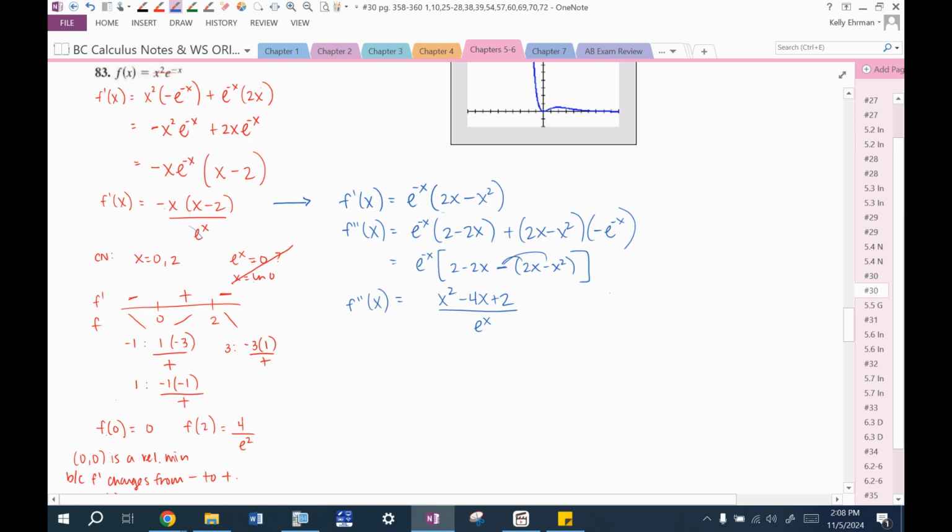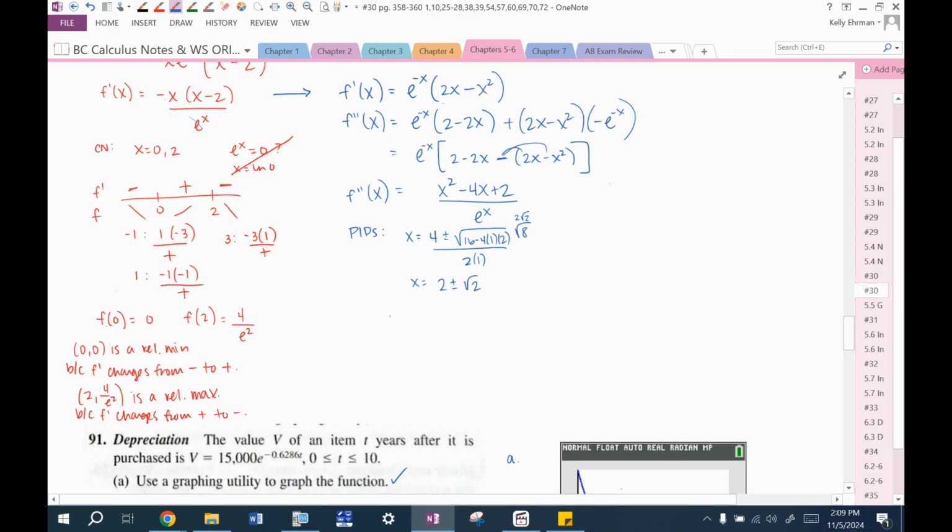All right, what are the possible inflection points? E to the x is never equal to 0. This doesn't factor, but let's do the quadratic formula, because if it's a real number, I need to include it. So 4 plus or minus the square root of 16 minus 4 times 1 times 2, over 2 times 1. This is the square root of 8, which is 2 radical 2. Reducing everything by 2, I get 2 plus or minus radical 2.